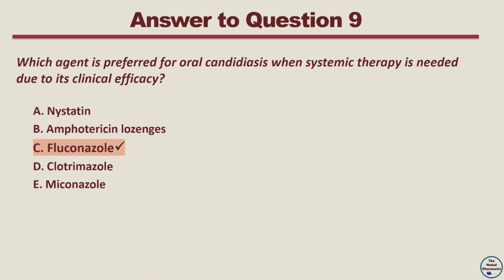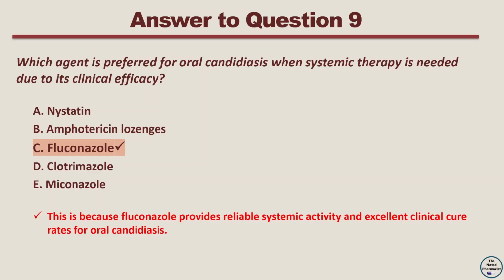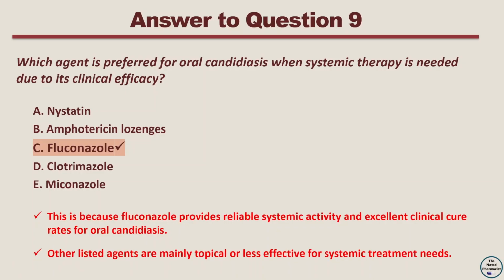The correct answer is option C, fluconazole. This is because fluconazole provides reliable systemic activity and excellent clinical cure rates for oral candidiasis. Other listed agents are mainly topical or less effective for systemic treatment needs.